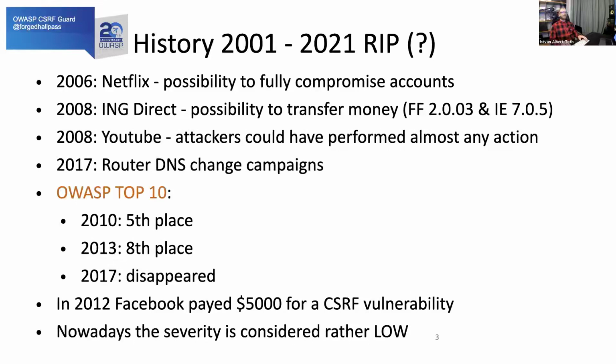But also lately, even in 2017, there was a router DNS change campaign, or actually a lot of them, or sub-campaigns. So it might still be relevant in some cases. In 2020, a CSRF vulnerability cost around $5,000 on bounty platforms, but nowadays, in many cases, people consider the severity rather low.